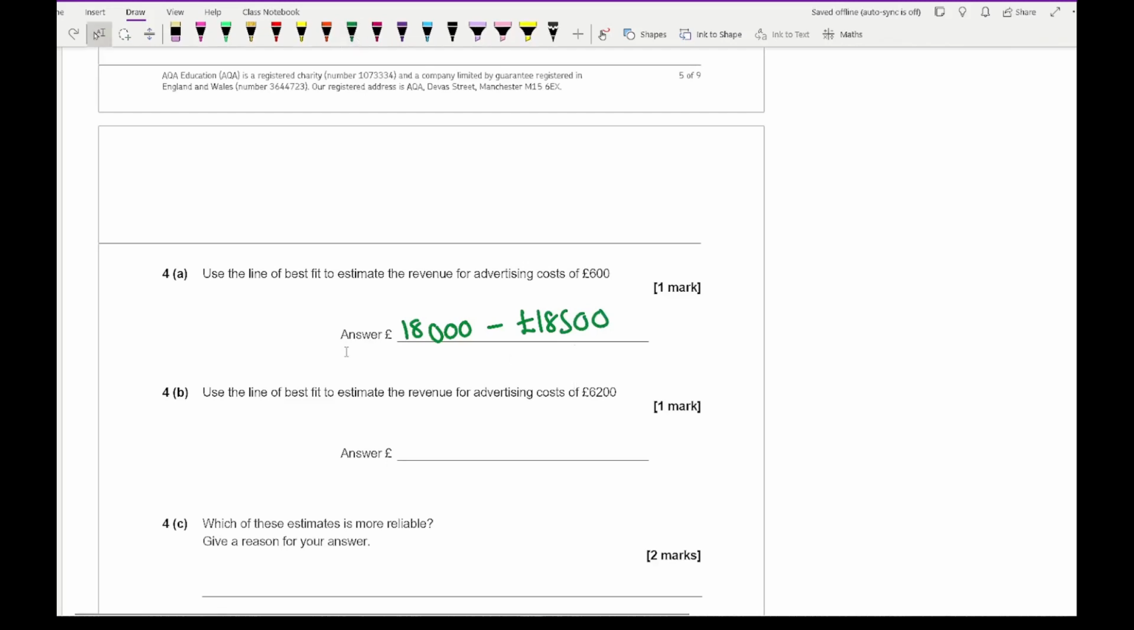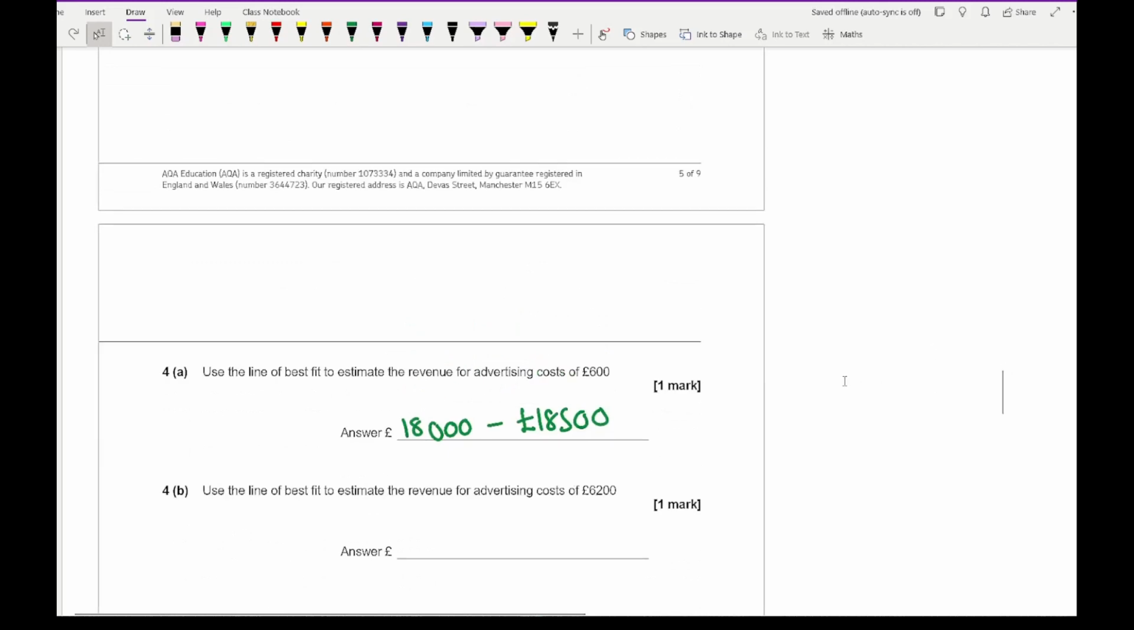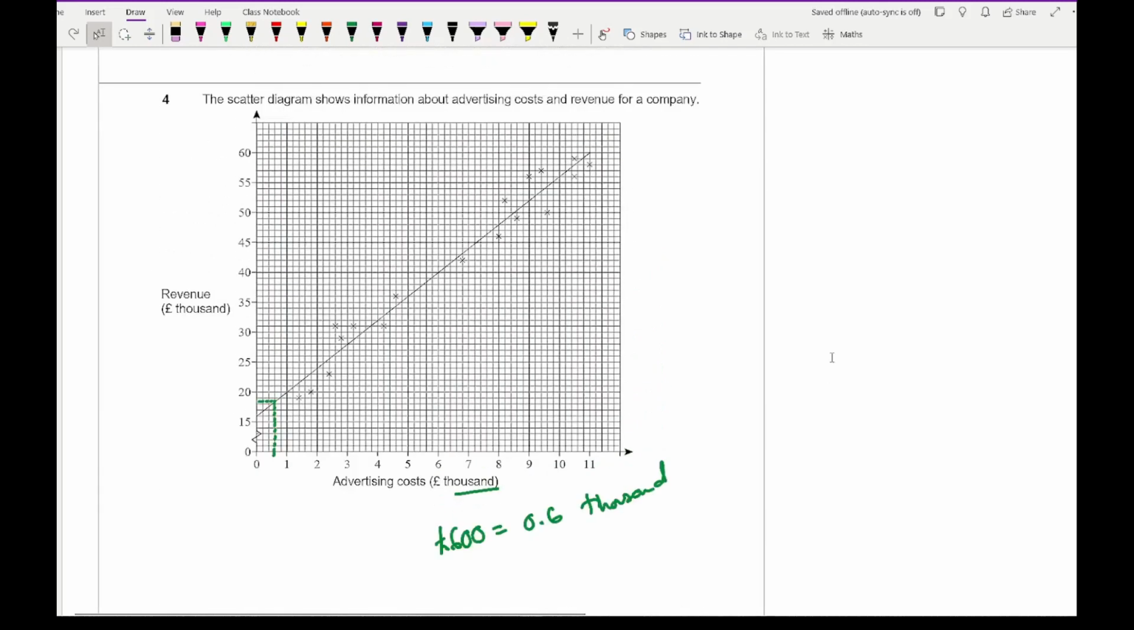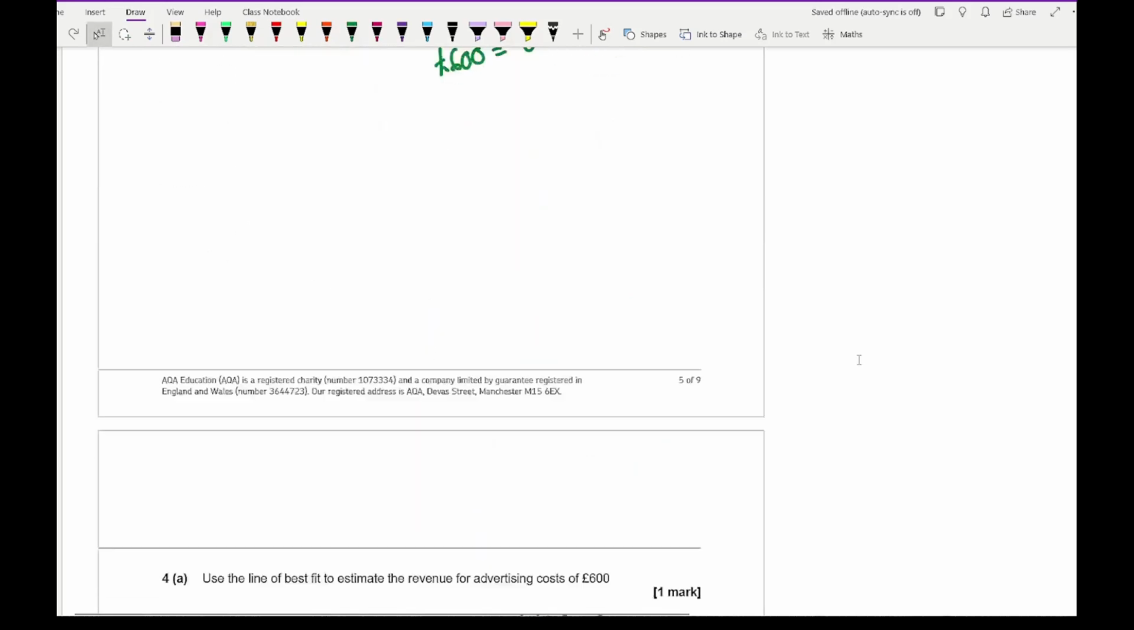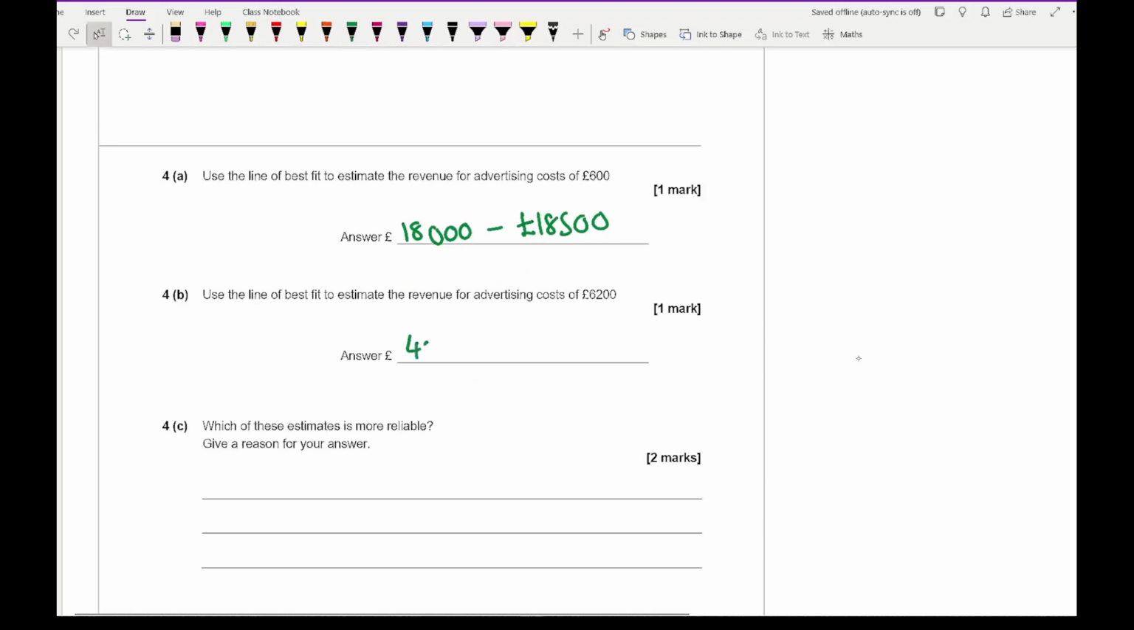Then for question 4b, it says use the line of best fit to estimate the revenue of costs for £6,200, or you're spending £6,200 on advertising. So again, all we need to do here is find what's going. Each little box represents 100, 200, so 6,200 is going to be here. And so if we draw a line with a ruler preferably, and then as soon as it hits, you then want to project horizontally, and I would say any answer between 40,500 to 41,000 would be absolutely fine for that.